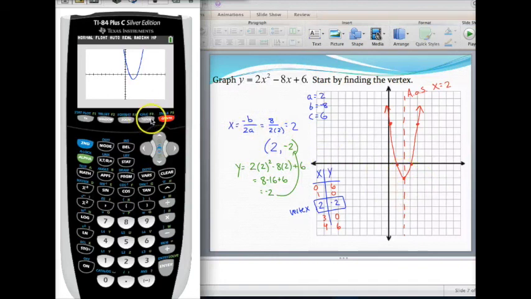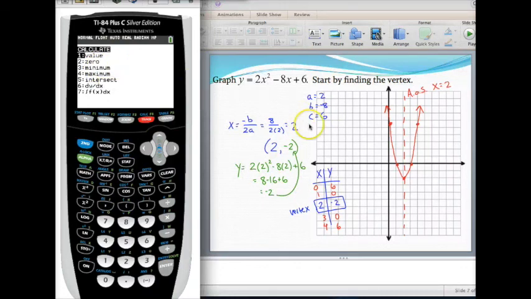So to do that, go into our trace menu. So hit second and trace again to calculate. And none of our features say vertex, but we do see min or max. And we've been talking about how the vertex represents either a minimum or a maximum value. So you do have to select the right one. So take a look at your parabola. And because it opens upwards, I can see that my vertex would represent a minimum value. So select option 3, minimum. And if it is a max, you have to select max.